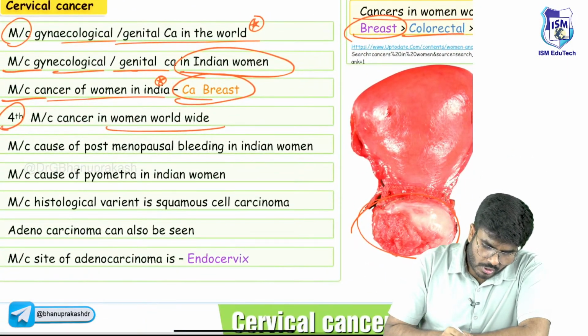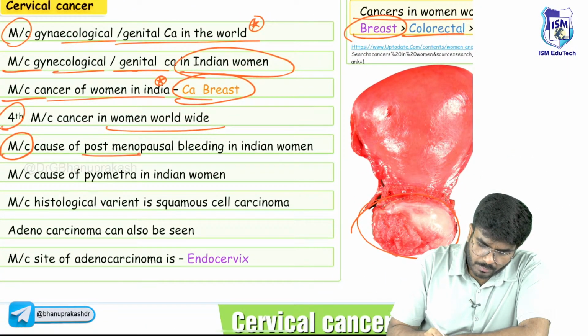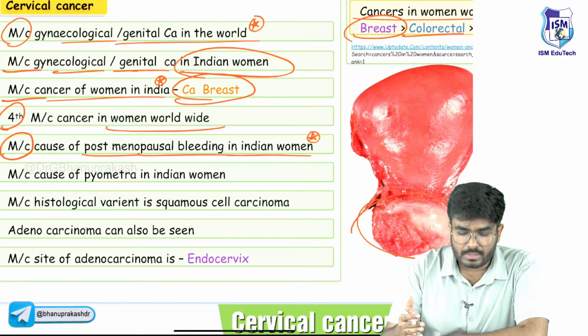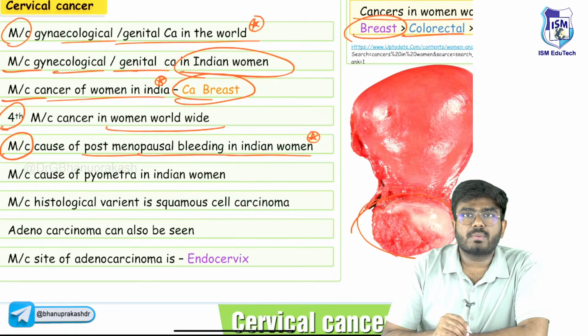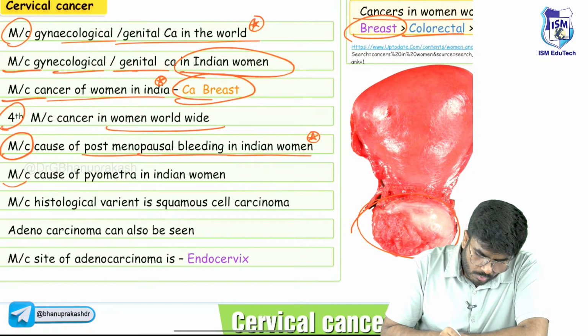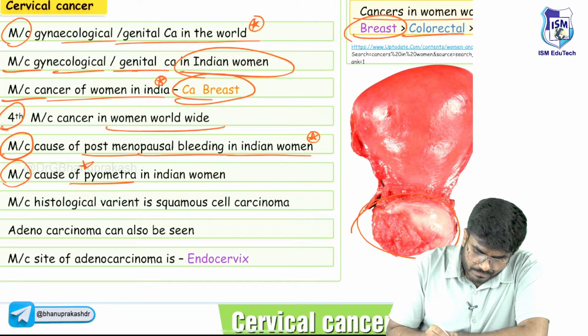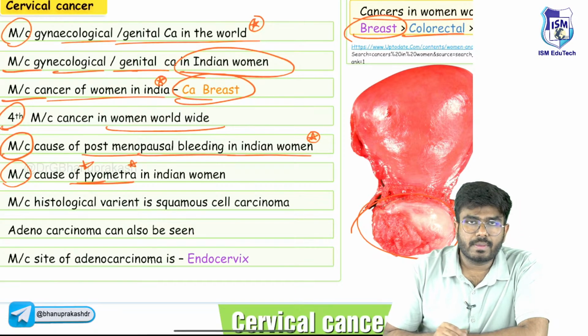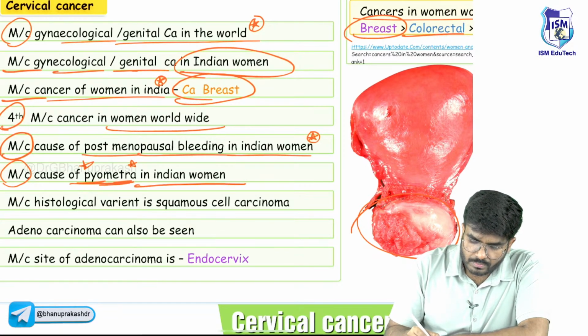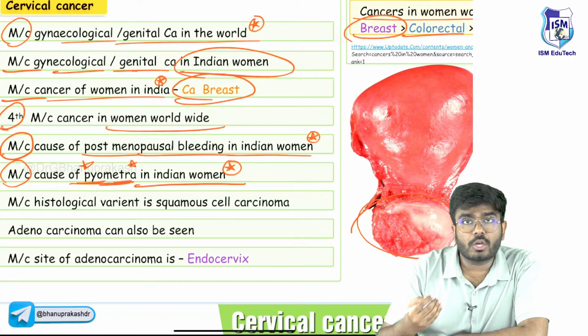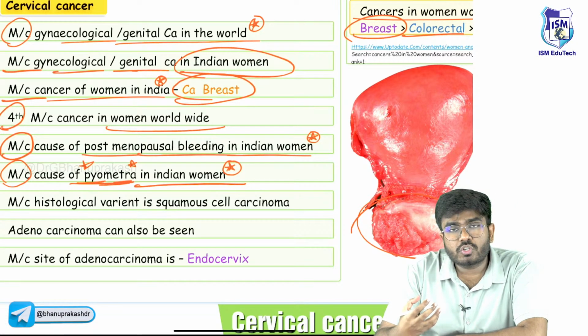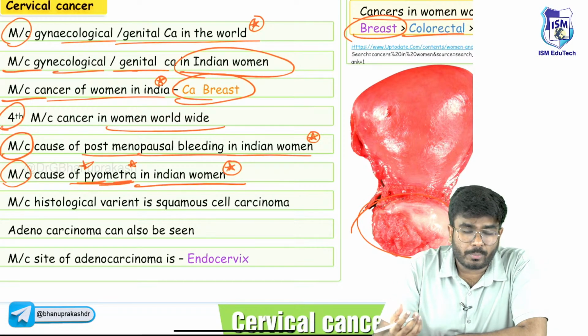See, cervical cancer is the most common cancer in post-menopausal bleeding women. Okay, it's the most common cause of pyometra. Pyo means pus, so pus in the uterus. Cervical cancer is the most common cause of pyometra.